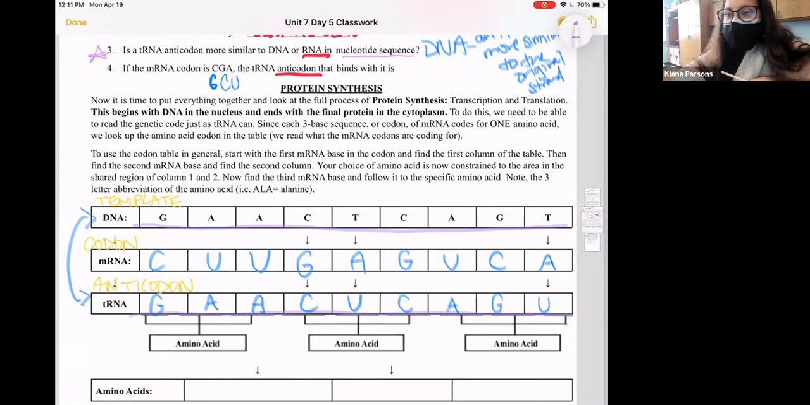Absolutely. And that just has to do with RNA in general does not include thymine as a base. It has uracil instead. And oh my gosh, actually, full stop.